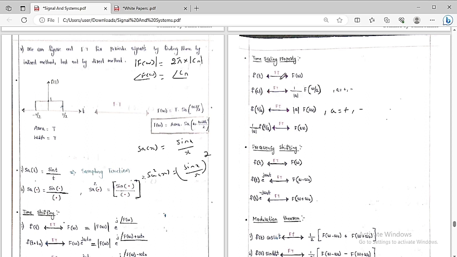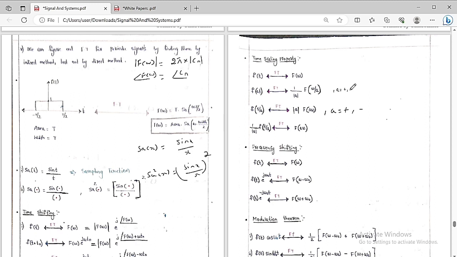So always remember here, f of t has the Fourier transform F of omega, then f of at has the Fourier transform 1 by mod a into F of omega by a, where a can be positive or negative. Suppose if a is greater than 1, it is compressing the signal. If a is less than 1, it is elongating the signal. So this one I have already told you.